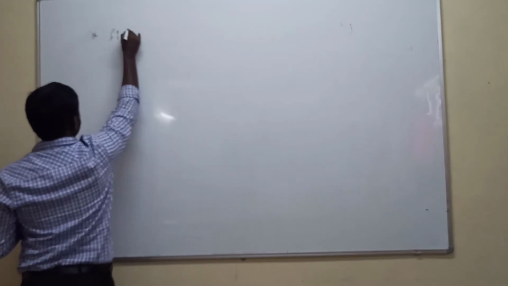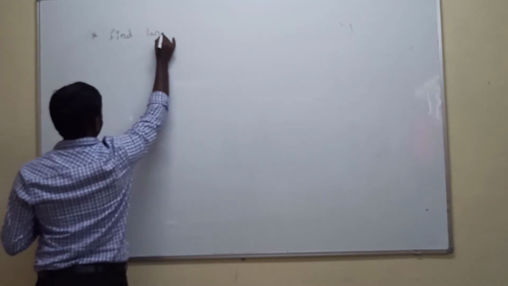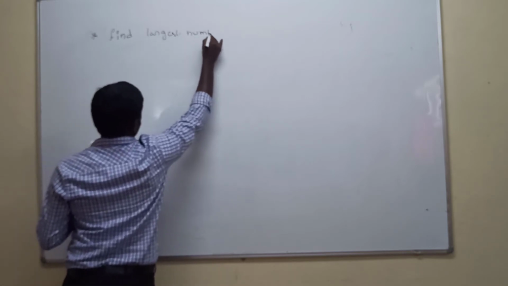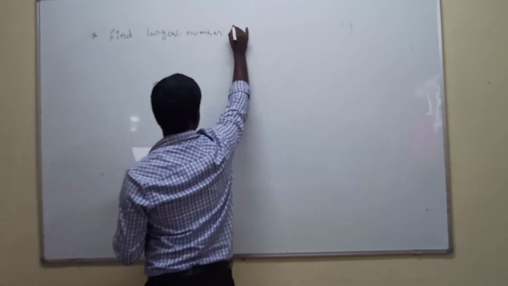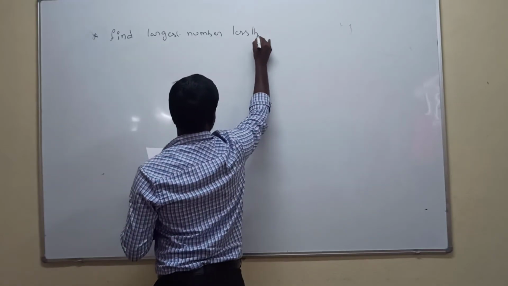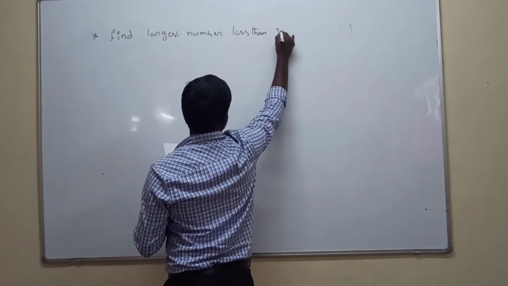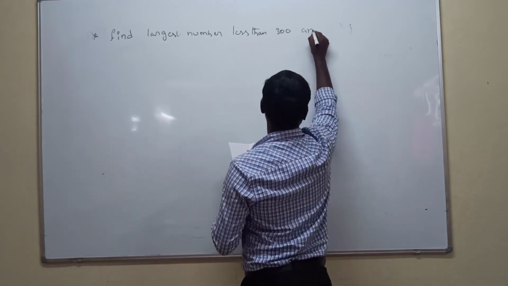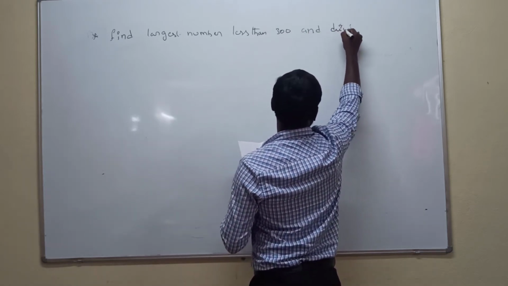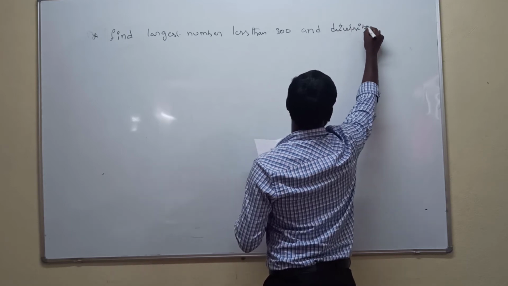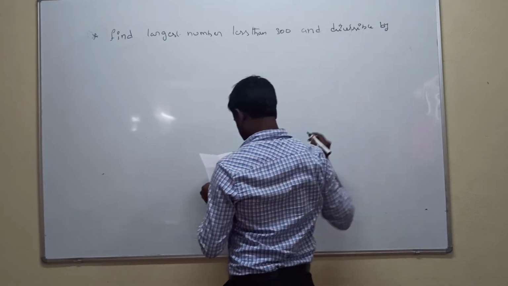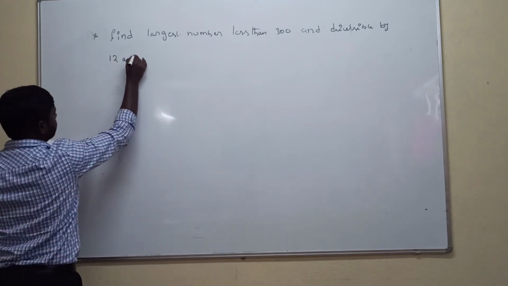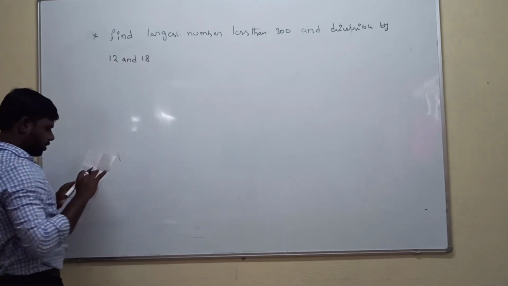Find the largest number less than 300 and divisible by 12 and 18. What is the given question?